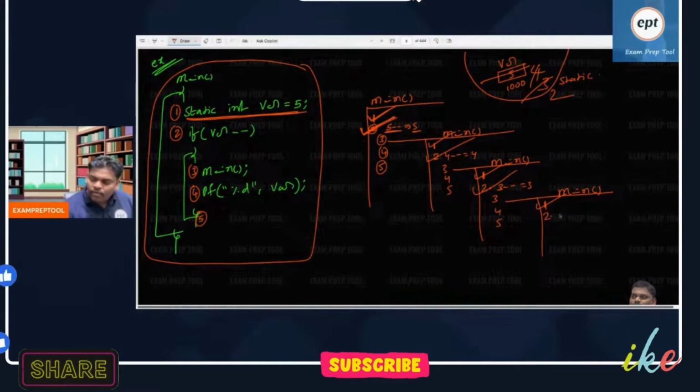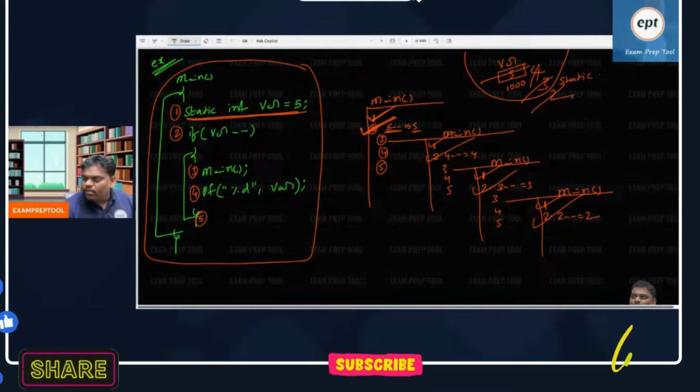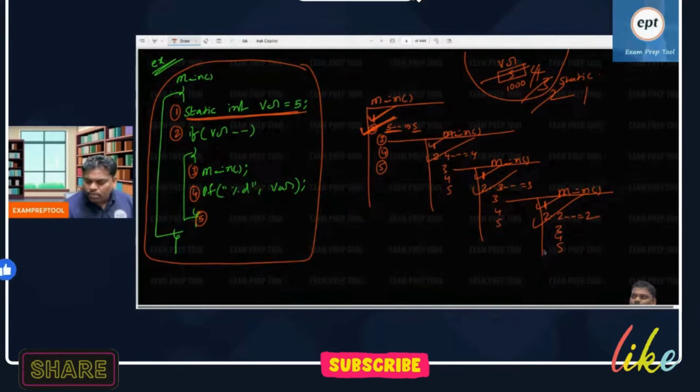See the first one, skip it. Second one, where value 2. 2 minus is 2. Condition true. When the second line is over, it becomes 1. Because the second line is true, 3, 4, 5. Can you go to the 3? 3 is the recursion. Everyone observe.